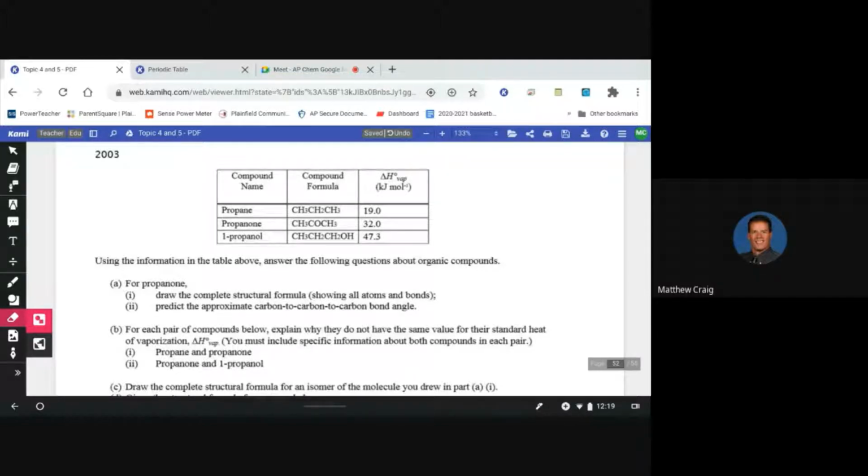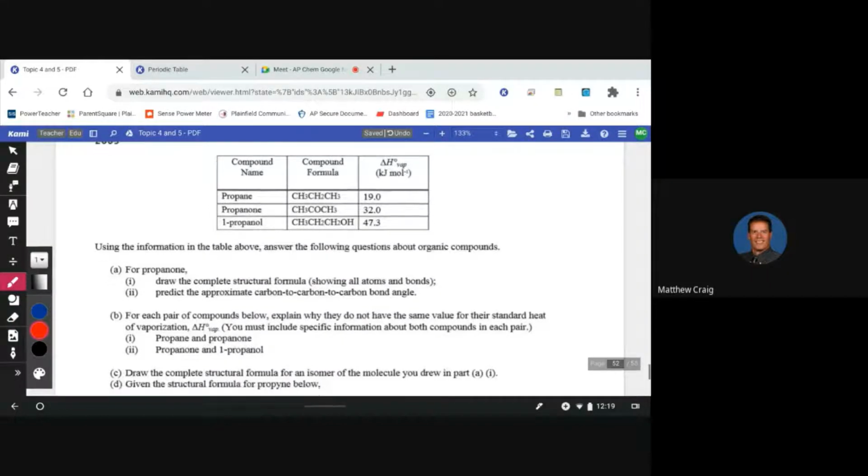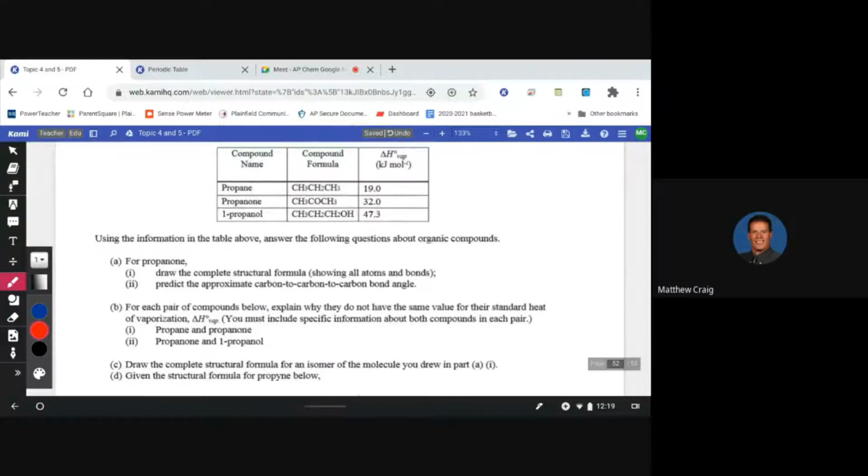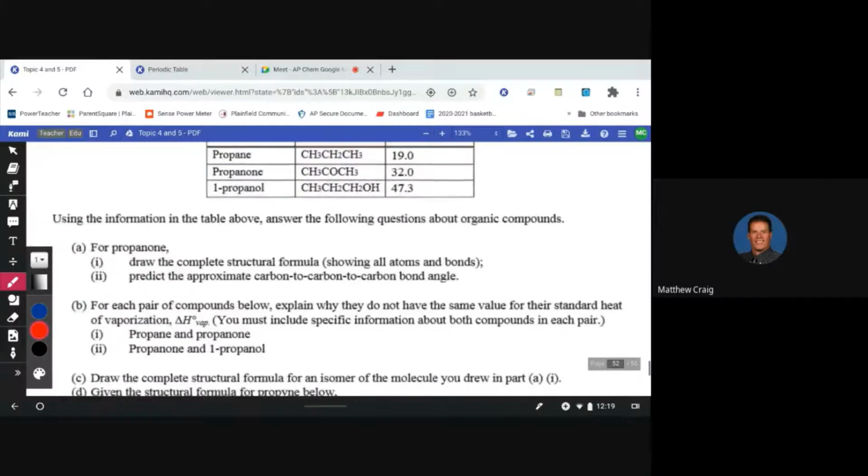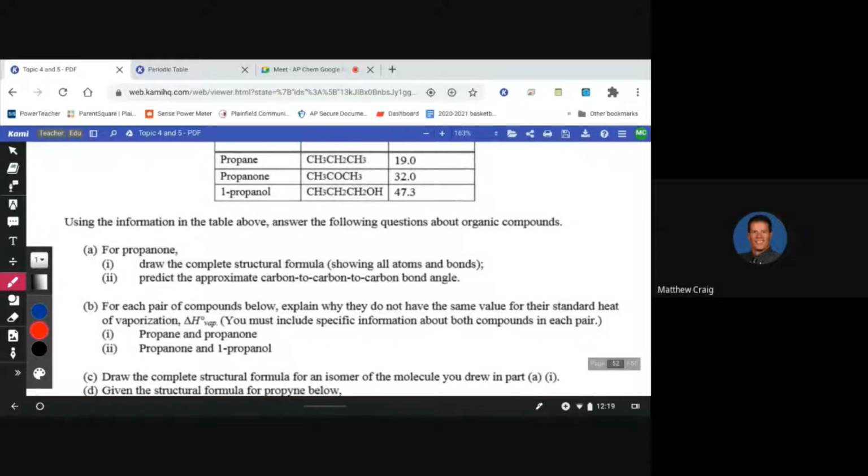Ooh. So that's what I like about these questions. Back in the day when I was at Avon, the kids would always come in and say, they gave us organic questions. No, they didn't. They gave you atomic theory questions. So don't freak out and go, oh my God, it's organic chemistry. No, it is, but it isn't.